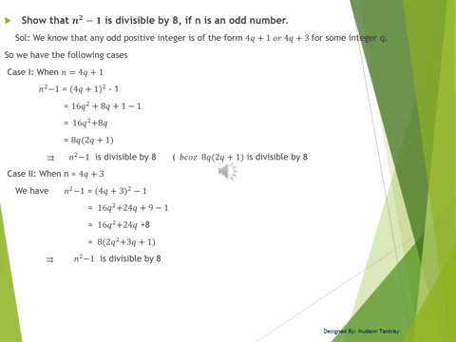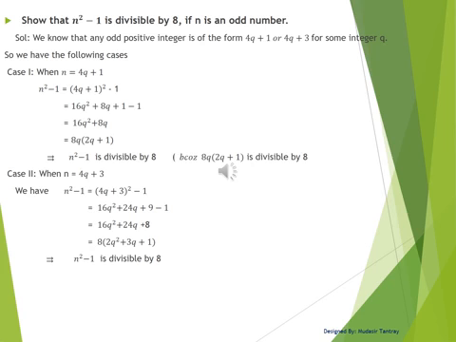Case second. When n is equal to 4q plus 3, we have n square minus 1 is equal to (4q plus 3) whole square minus 1. Instead of n, here we have to write down 4q plus 3. In case first, it was 4q plus 1. Now, instead of n, we have to write down 4q plus 3. Now, expand (4q plus 3) whole square. It becomes 16q square plus 24q plus 9 minus 1.